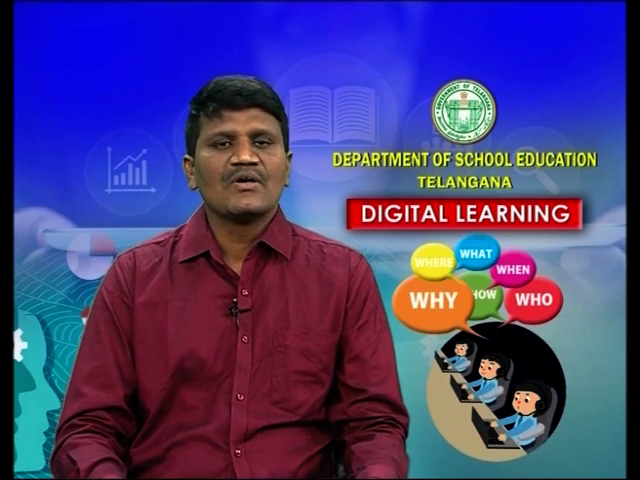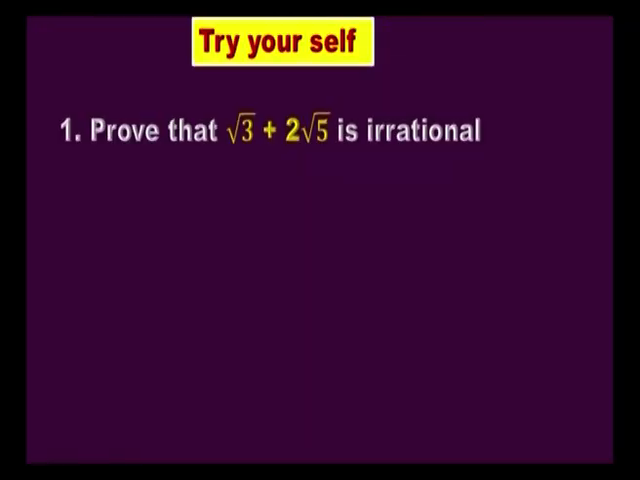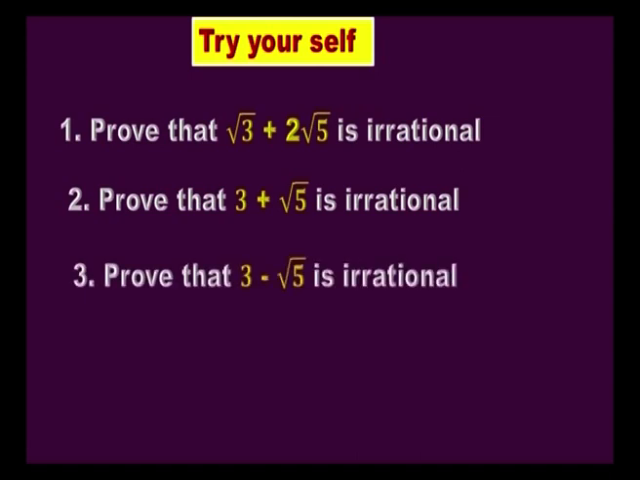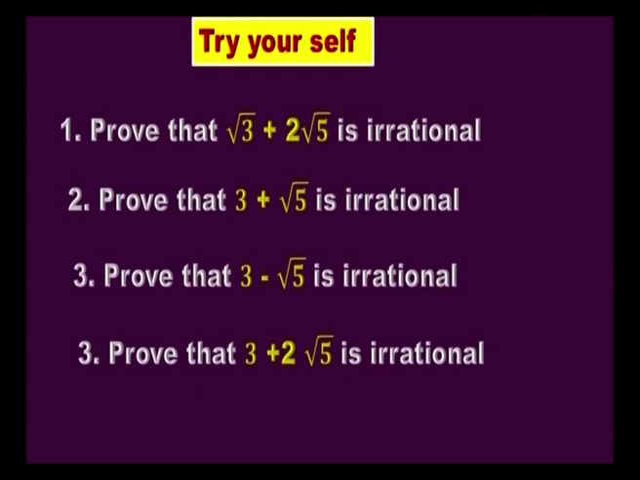Try yourself. Prove that root 3 plus 2 root 5 is irrational. And the second problem, prove that 3 plus root 5 is irrational. Prove that 3 minus root 5 is irrational. And prove that 3 plus 2 root 5 is irrational.